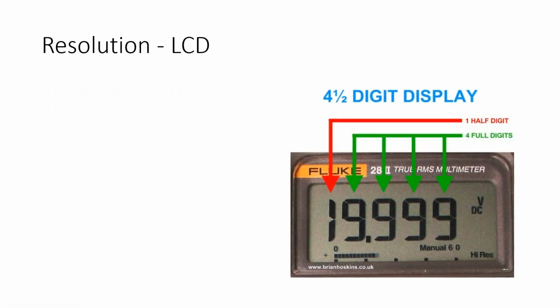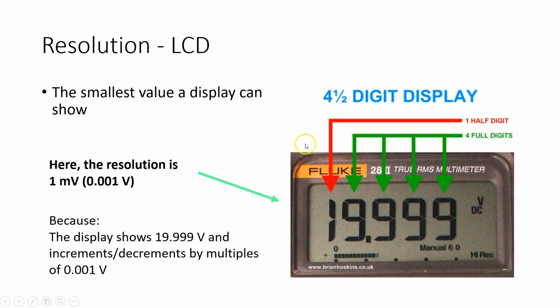So what about the resolution of the meter itself? When you have specs, it usually says the resolution in terms of the LCD display, because D does mean display, the liquid crystal display. So the smallest value the display can show would be the resolution here. Here the resolution is 1 millivolt because we have the decimal point here, and it's 19.999, and this can increase by 0.01 volt each time, or 1 millivolt each time. So we say that this resolution would be 1 millivolt.